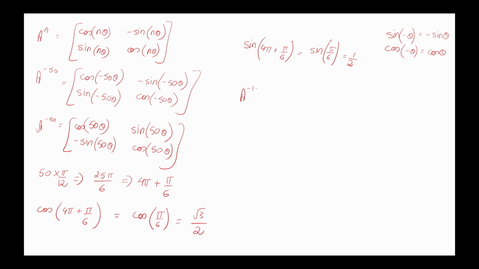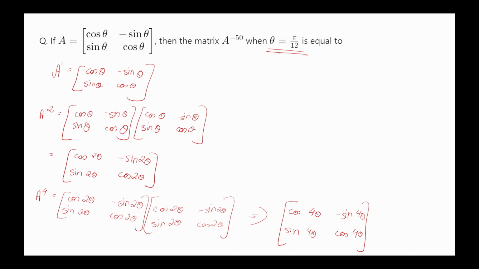So basically, if I replace all these values now in my final matrix, what am I getting a to the power minus 50 to be? This would become root 3 by 2, minus half, half, root 3 by 2. So this is what I'm getting as my a to the power minus 50, and this is my answer.